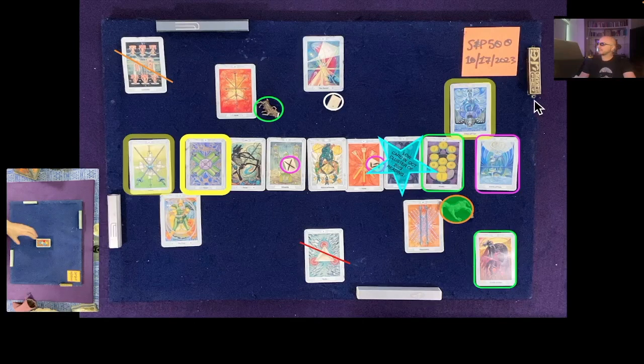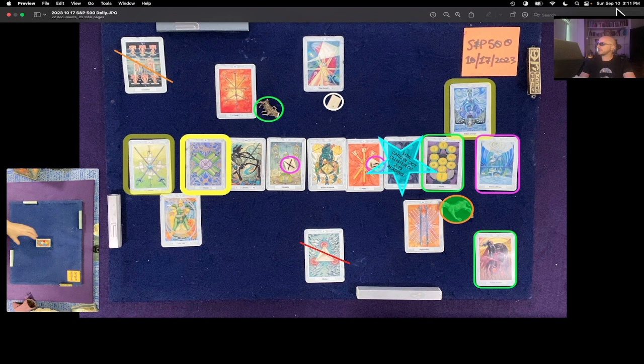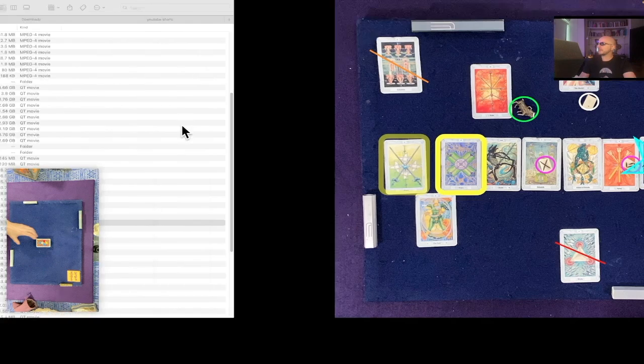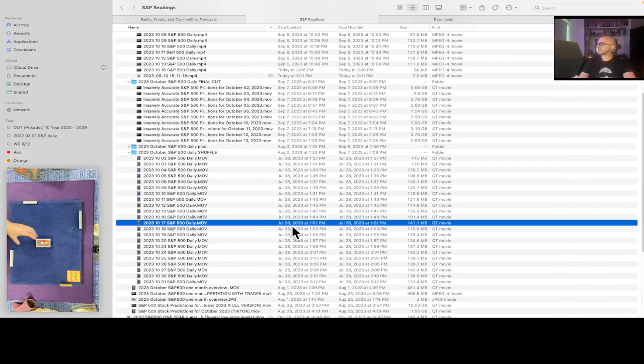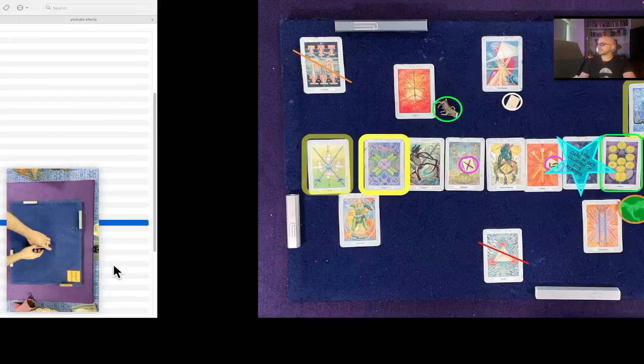This is the S&P 500 one-day reading for October 17th, 2023. It's currently September 10th, 2023, 3:11 p.m. Eastern Time. And the shuffle file we're about to play for the 17th was created on July 28th, 2023 at 1:51 p.m. Eastern Time. That's this video right here.